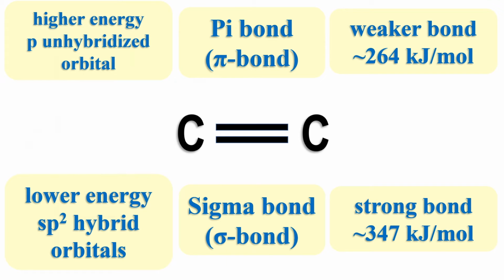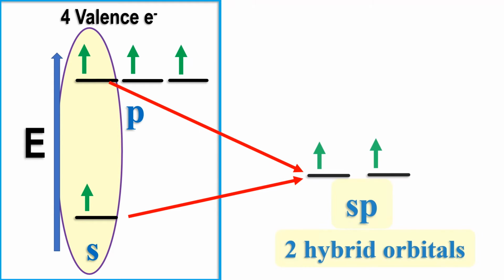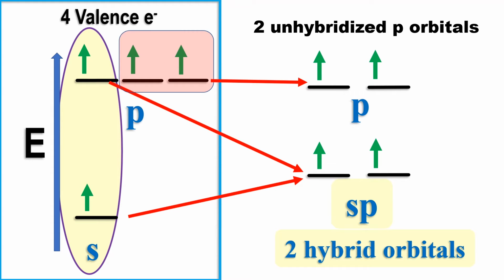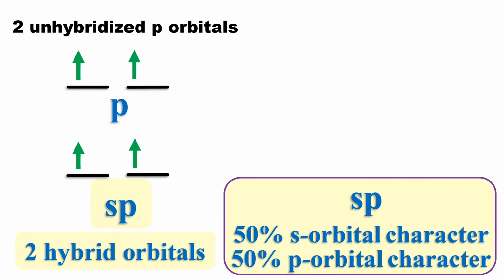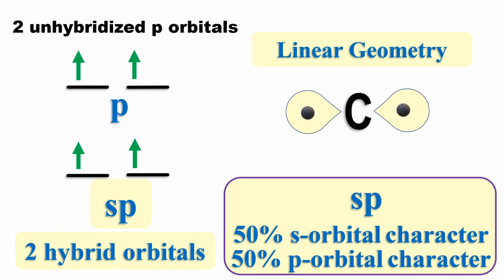Next, hybridization can also occur with only two orbitals. Here, one s and one p orbital can mix to form two sp orbitals. This leaves two unhybridized p orbitals. For sp orbitals, 50% is s orbital character and 50% is p orbital character. These two orbitals maximize their distance, thus exhibit a linear geometry.